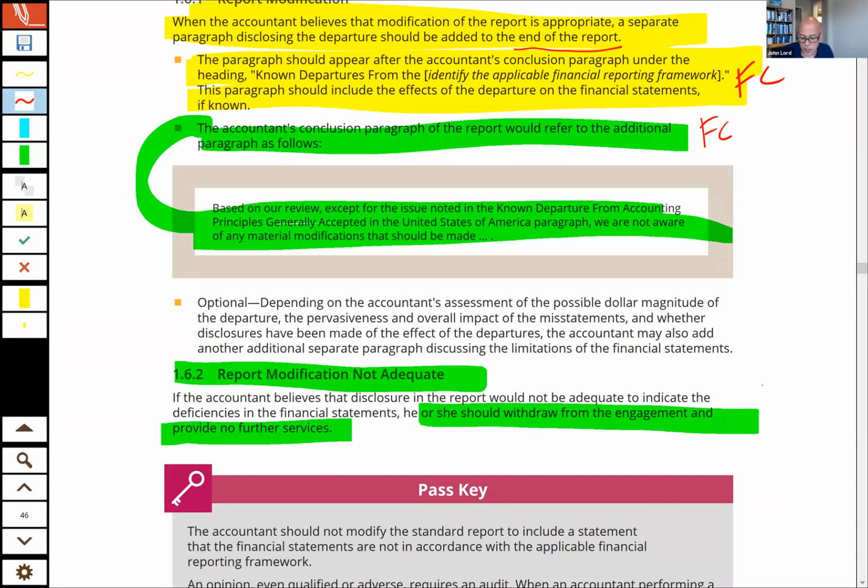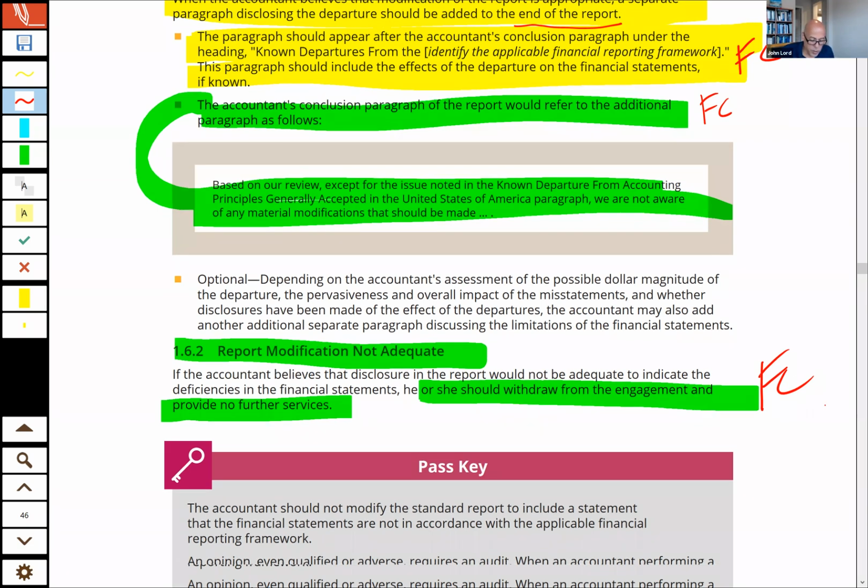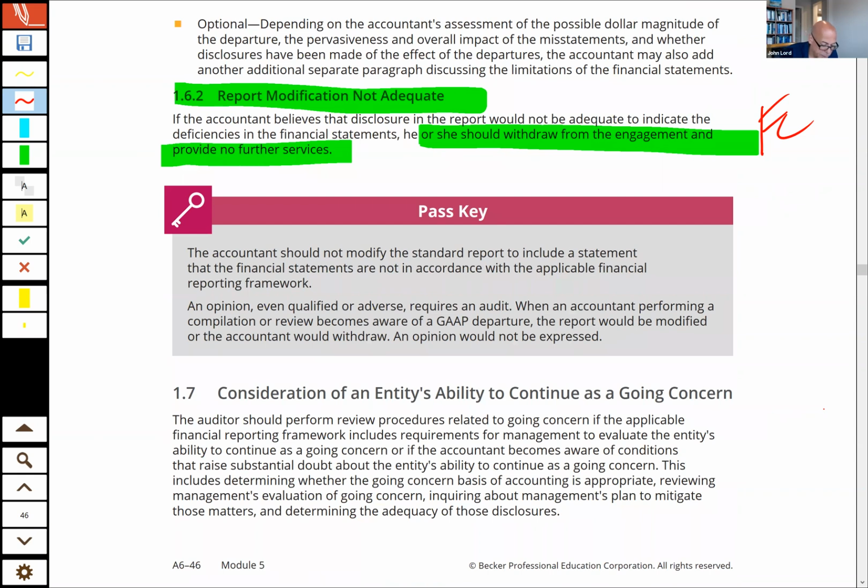So again, guys, something that I've repeated several times now. I know it's getting a little annoying, but you are not going to be able to qualify adverse. If there's a problem, you call it out. And if your description of the problem is not sufficient to inform the user adequately, you have no choice but to do what? To withdraw from that engagement.